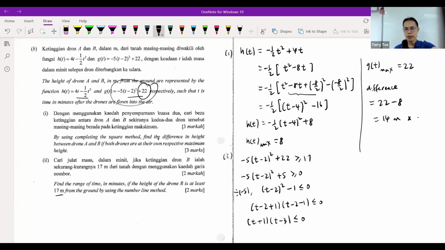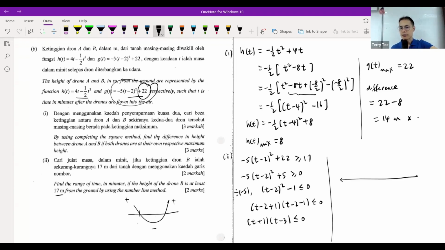Okay, right. So if you use the number line, we have to test one by one. Actually, like I say, a number line is kind of the same as a graph. The graph looks like this when you sketch. You can see this part is positive, this part is negative, this part is positive. So the number line is like a simplified version, but to be safe, we have to test the points one by one.